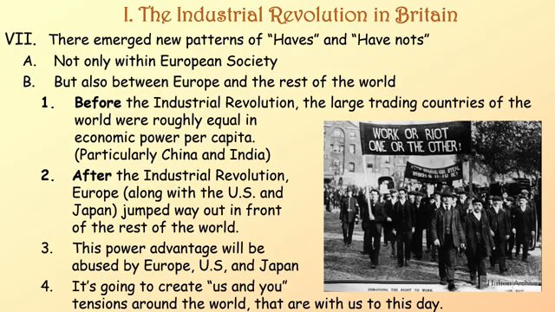A seventh thing, and this is very important, there emerged new patterns of haves and have-nots in society, not only within European society, but also between Europe and the rest of the world. Before the Industrial Revolution, the large trading countries of the world were roughly equal in per capita production and economic power, particularly China and India. But after the Industrial Revolution, Europe, along with the US and Japan, jumped way out in front of the rest of the world. And it was going to create us and them tensions around the world that are still very much with us today.